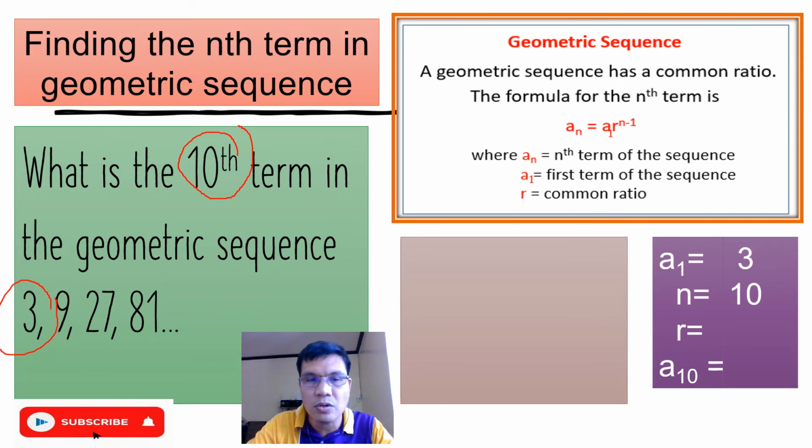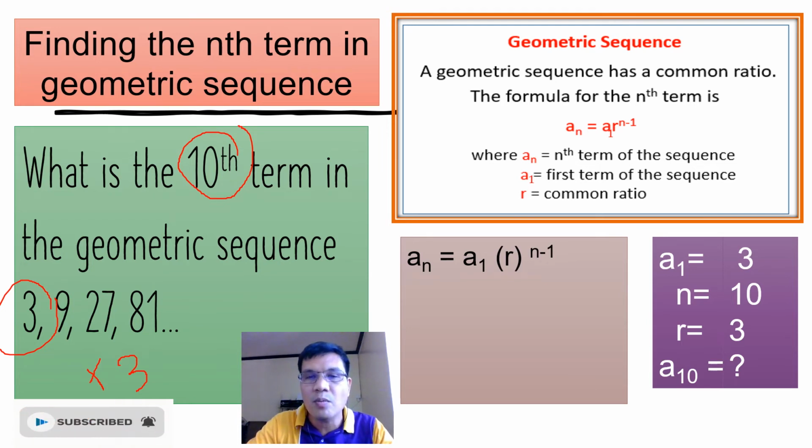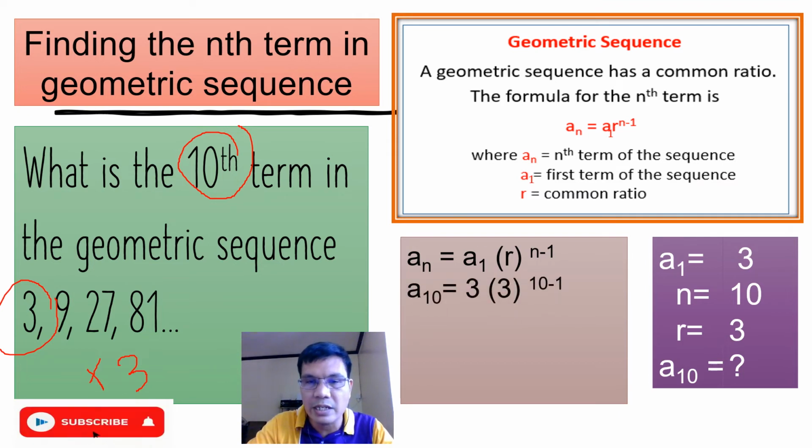And ang ating ratio, common ratio, let us see, 3 becomes 9, 9 becomes 27, 27 becomes 81, so that was multiplied by 3. Okay, so ang ratio natin ay 3 and we are looking for A sub 10. Okay, so let us put in the formula, A sub n is equals to A sub 1 times common ratio raised to n minus 1. Ang ating A sub 1 ay 3. Ang ating common ratio ay 3 din. At ang n natin ay 10.